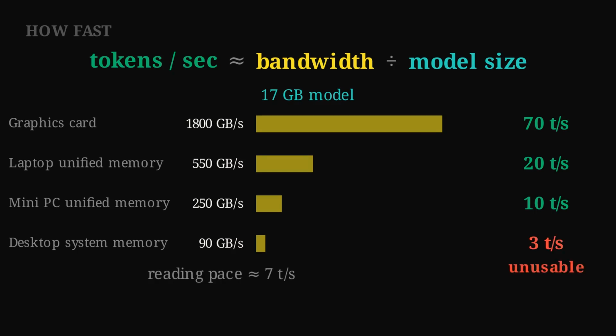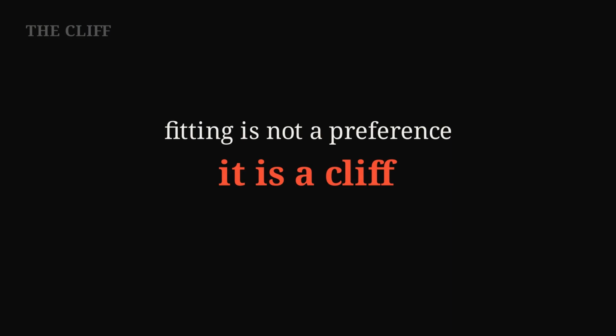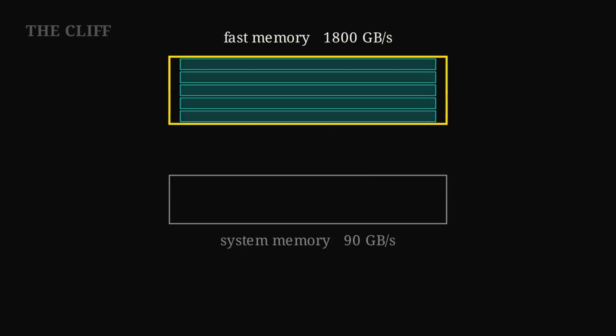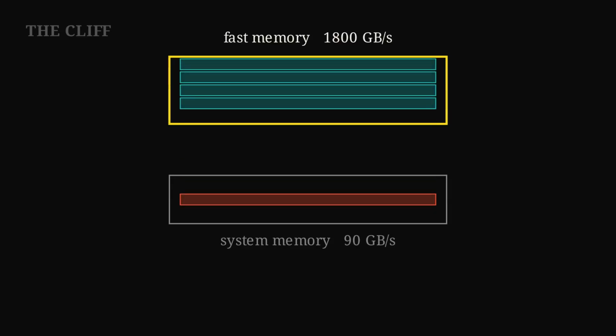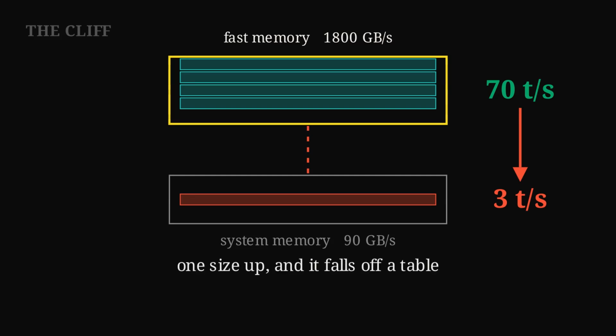Comfortable reading is about 7 tokens a second, so that last machine is not slow, it is unusable. That first number matters more than it looks, because fitting is not a preference, it is a cliff. If your model is one layer too big for the fast pool, that layer gets pushed into ordinary system memory. And every token from then on waits for the slowest link in the chain. You do not lose 10%, you lose an order of magnitude, because part of your model is now being read at 90 gigabytes a second, instead of 1,800. It is the story people tell constantly. It ran beautifully, I went up one size, and it fell off a table.